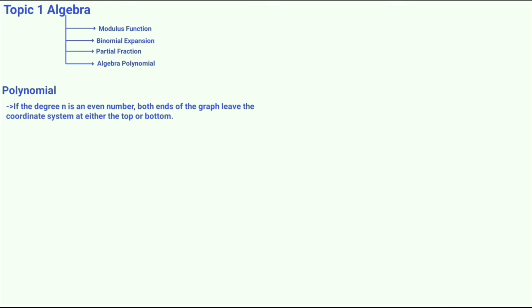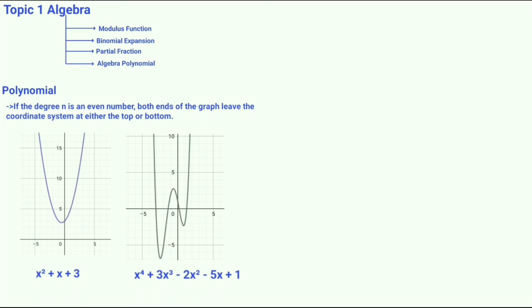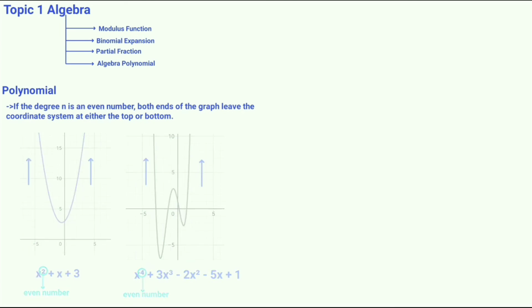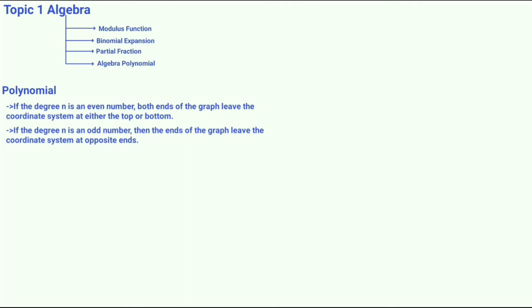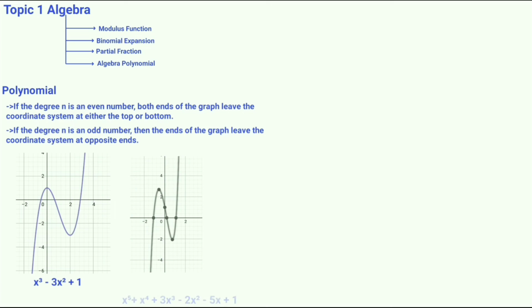This is polynomial. If the degree n is an even number, both ends of the graph leave the coordinate system at either the top or the bottom. If the degree n is an odd number, then the ends of the graph leave the coordinate system at opposite ends. Odd numbers, so leaving the graph at opposite ends.